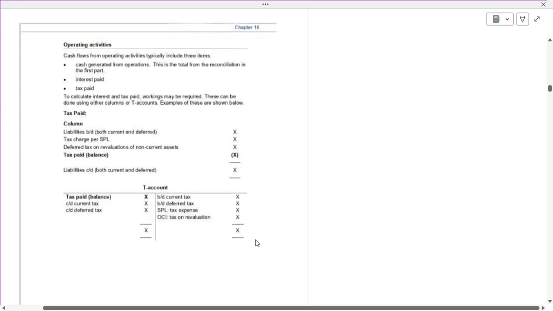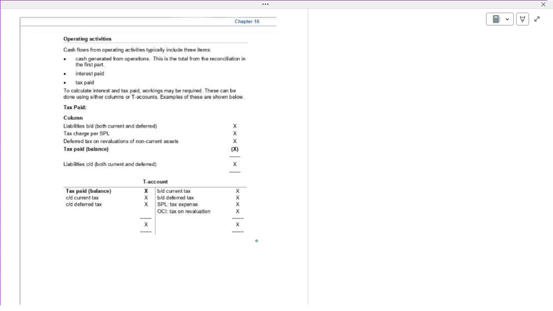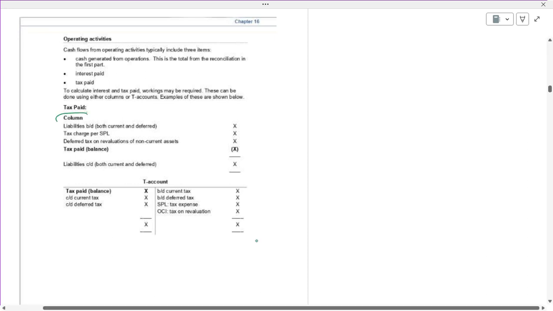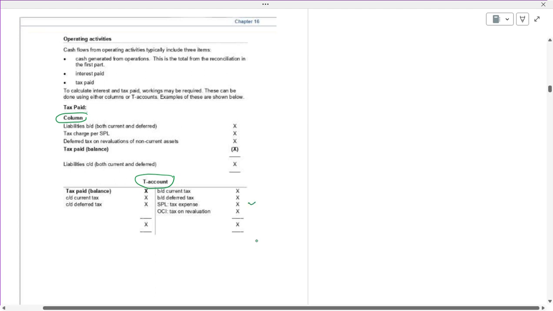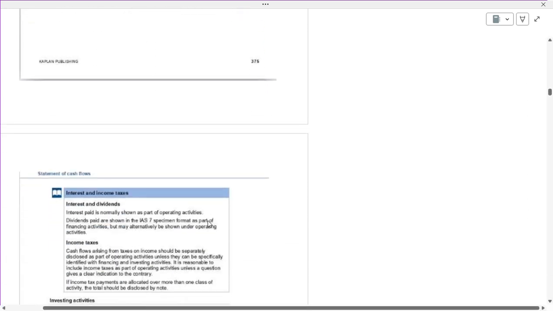Now, there are 2 ways, okay? You can put it in column format, or you can put it in a T account. There are 2 methods. Most of the time we will do it in a T account.